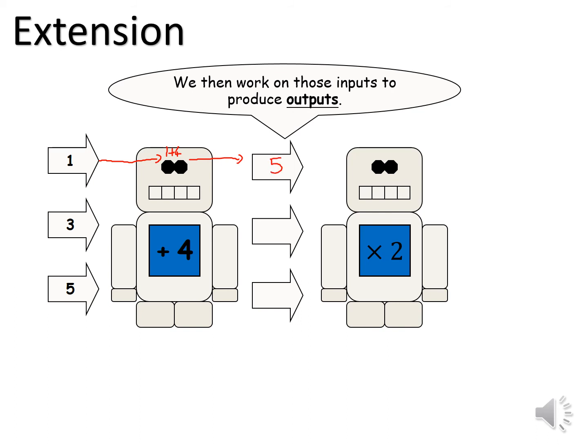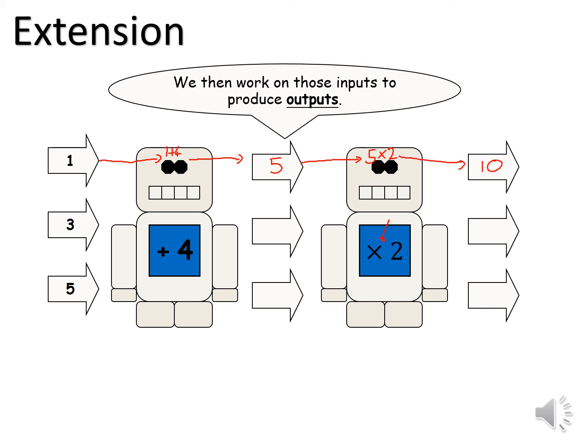So if that was just our one function machine, that would be our final answer. But that is now going to go into a second function machine. So what do we think we're going to do to work out what comes out the other side? So it's actually just the same idea as what we do in our first function machine. It goes in, so we then do whatever the function machine tells us. So in this case it's times 2. So we do 5 times 2, which gives us 10.